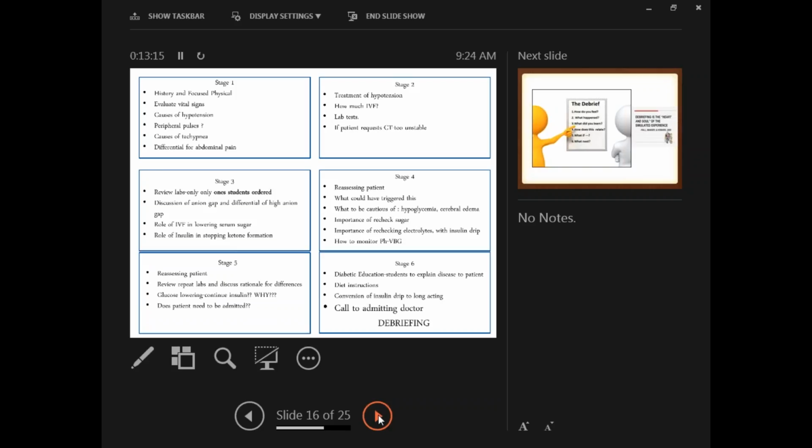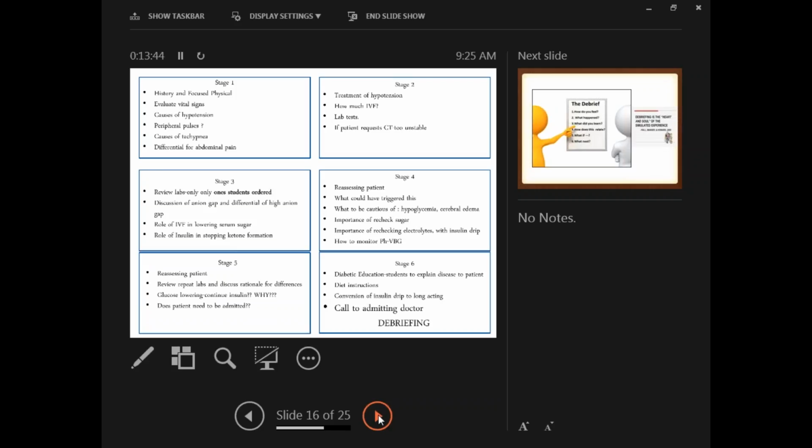So stage 4, we started the fluids, we started the insulin. So let's reassess the patient. An understanding of what could have triggered this in this patient. Is this because he has an infection that triggered it? Is it because he's stressed? What might the triggers be for someone that has new onset diabetes? And what do we need to be cautious of? He's on an insulin drip, so what might eventually happen? He might become hypoglycemic. Too much fluid, more in pediatrics, but can get cerebral edema.